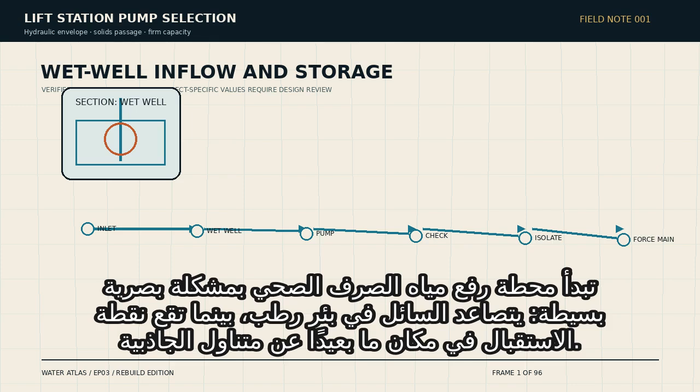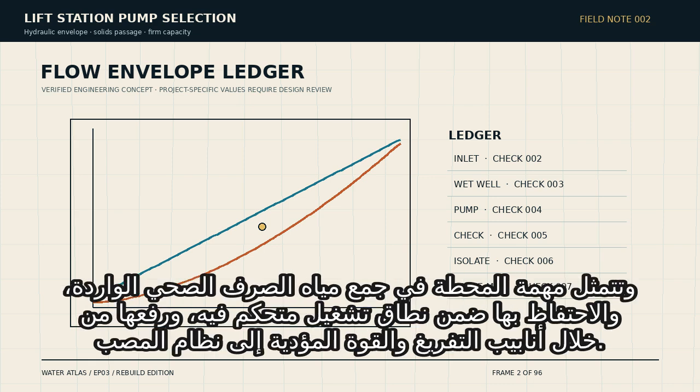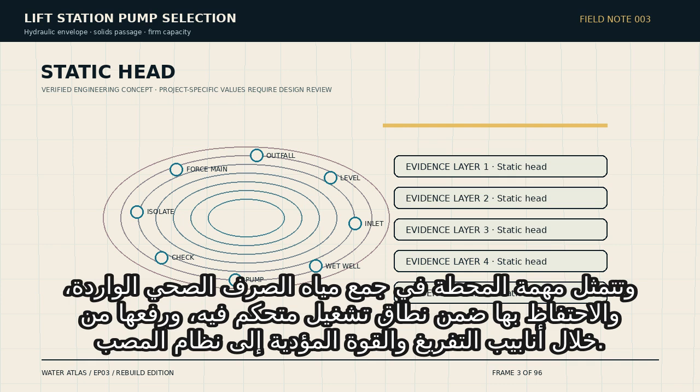A wastewater lift station begins with a simple visual problem. Liquid is rising in a wet well, while the receiving point lies somewhere beyond the reach of gravity. The station's job is to collect incoming sewage, hold it within a controlled operating range, and lift it through discharge piping and a force main to the downstream system.